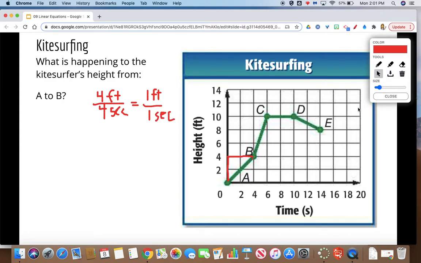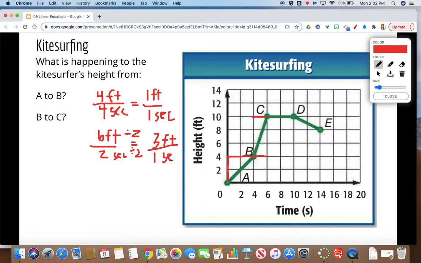Let's look at another set of points. What's happening from point B to point C? Well, height-wise, we started at 4 feet. We shot all the way up to 10 feet, so we went up 6 feet. How long did that take time-wise? Well, we only shifted over 1 box from B to C, so that took 2 seconds. Could we simplify that? Sure. Divide both by 2. We would get 3 feet per second from point B to point C.